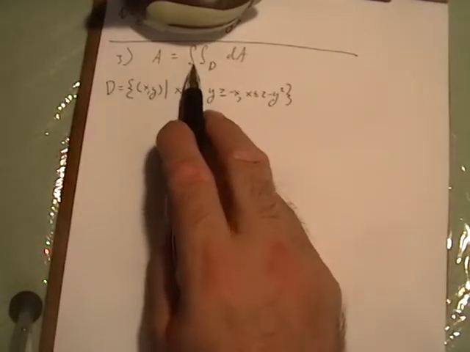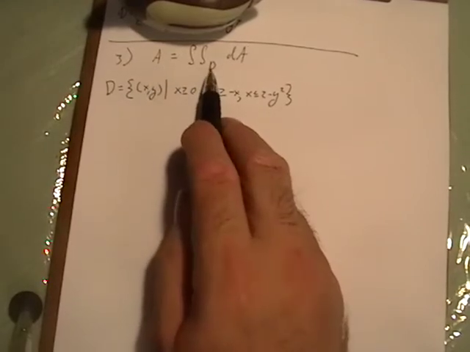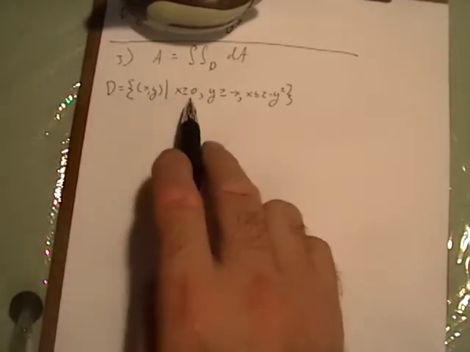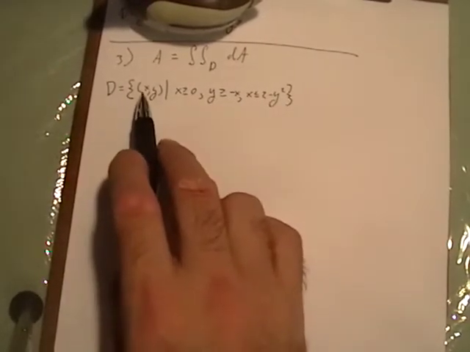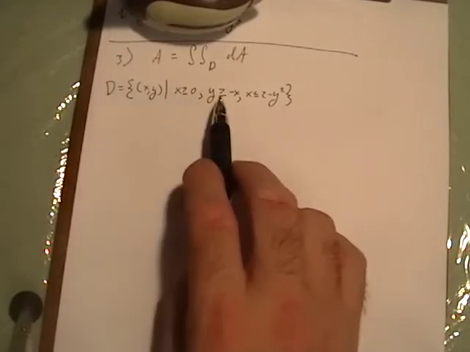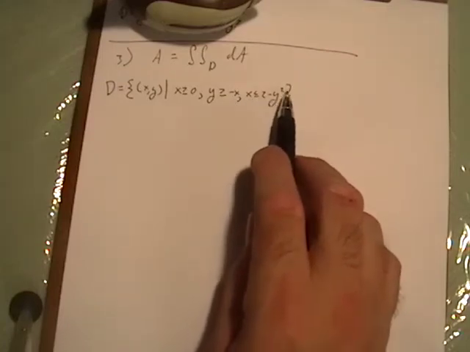Here we're using a double integral to figure out the area of a region. The region is going to be capital D. The description of D is here. It's the set of points of the form (x, y) such that x is greater than or equal to 0, y is greater than or equal to minus x, and x is less than or equal to 2 minus y squared.